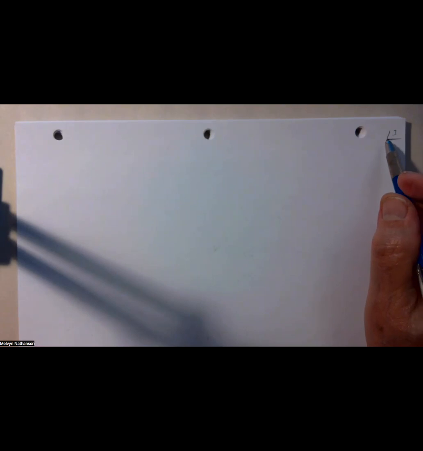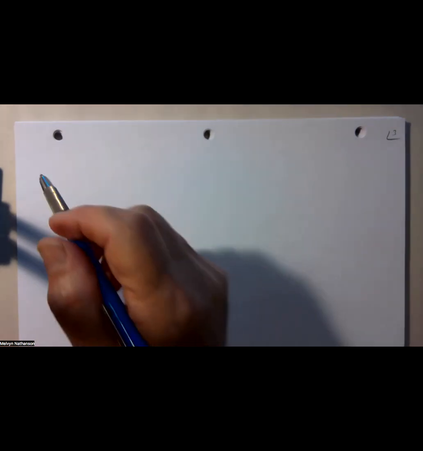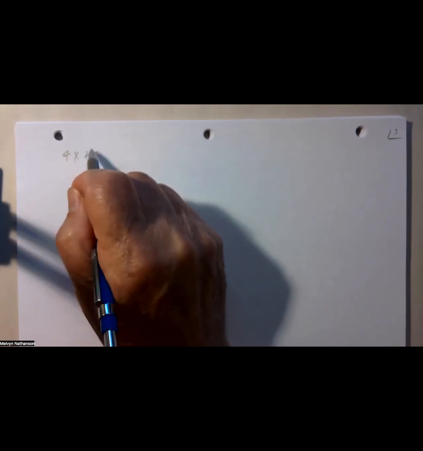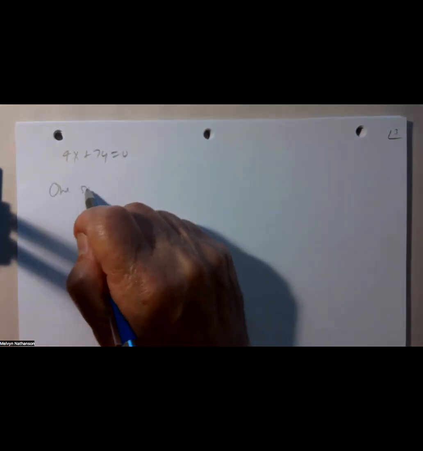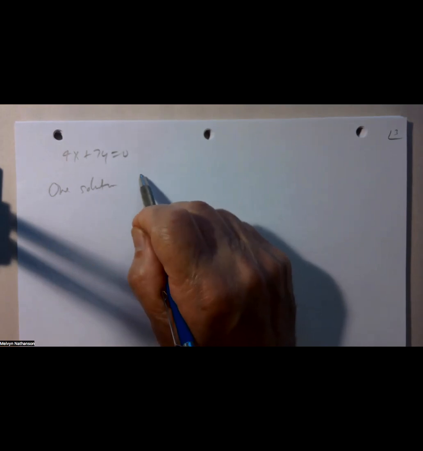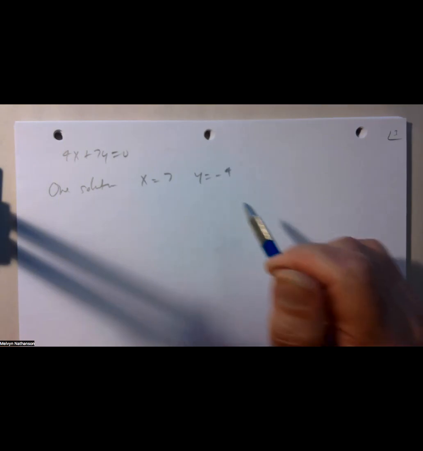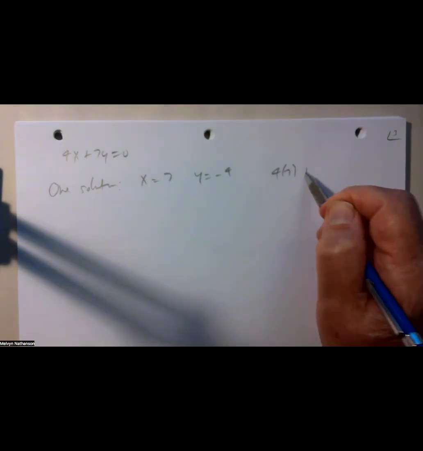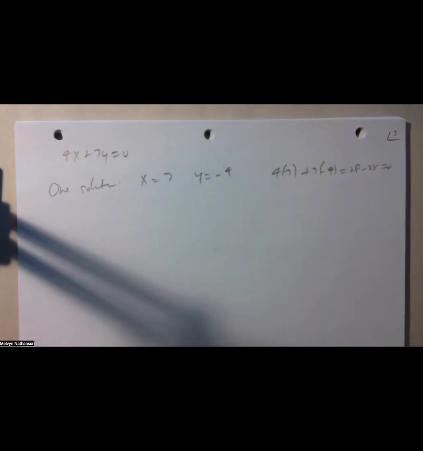Suppose we have an equation like 4x plus 7y equals 0. So one solution is x equals 7, y equals minus 4. Because 4 times 7 plus 7 times minus 4 is 28 minus 28, which is 0.